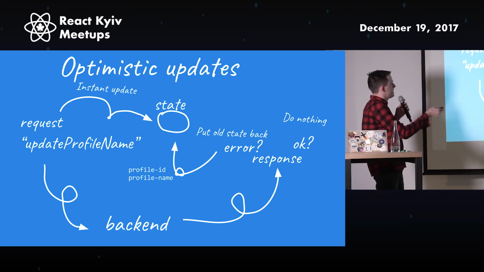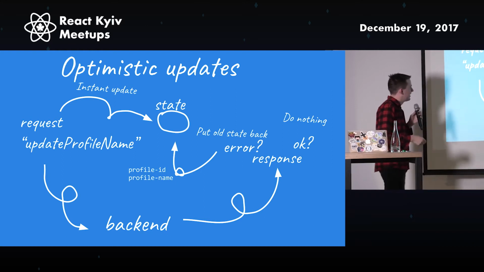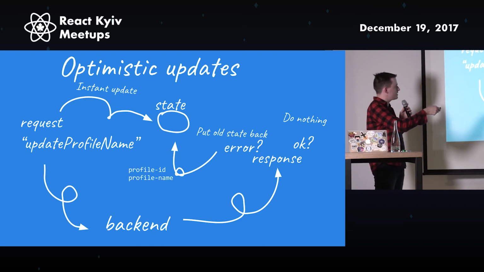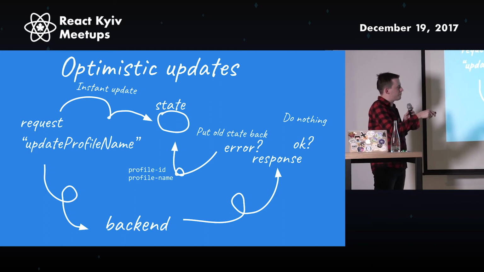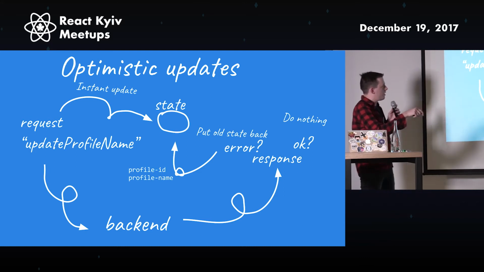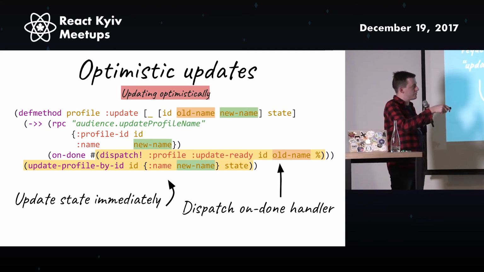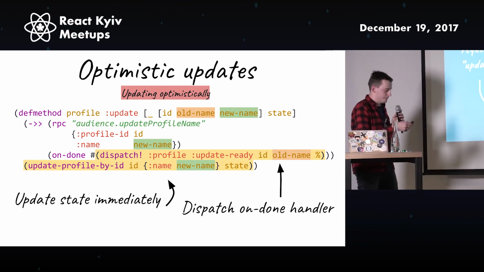Okay? So that's basically what this fancy diagram is showing. If I want to update a profile name, I'm issuing a request, immediately updating the state with a new profile name. For example, I have a profile ID and a profile name. So I'm searching for a profile by ID and updating the name. Then I'm doing a request, and if the backend says it's okay, I'm doing nothing. And if the response is an error, I'm using that profile ID with the old profile name to roll back the update.